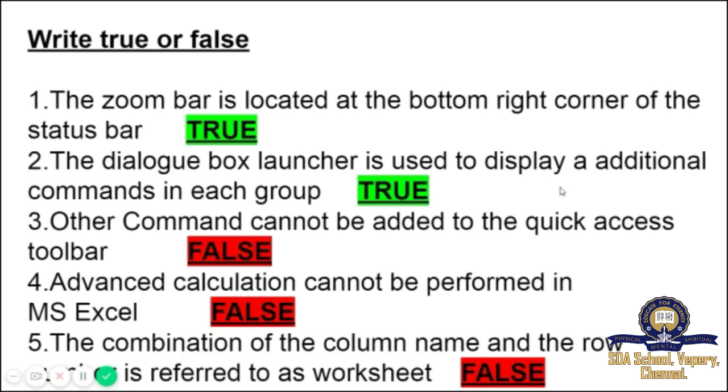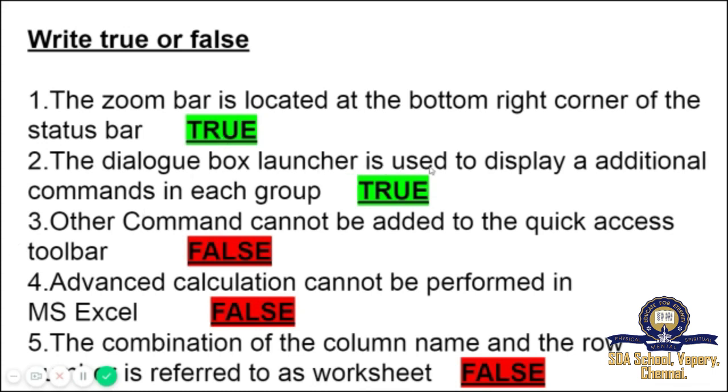Then true or false. The zoom bar is located at the bottom right corner of the status bar. Is it true or false? Yes, it is true. I taught you, at the bottom right corner, there is a plus on one side and a minus on the other. In the center there is a cursor. You have to move it according to your wish. If you want to increase, move the cursor to the plus side. If you want to decrease, move it to the minus side.